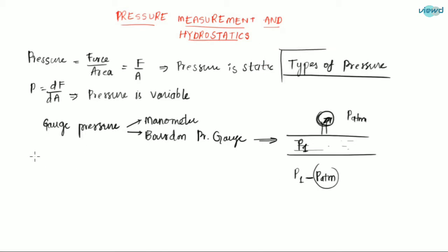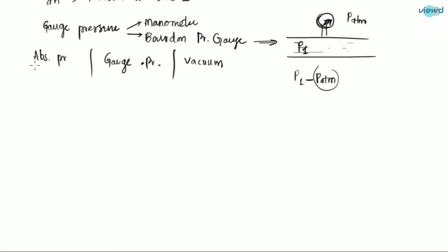So there can be different types of pressure, which are absolute pressure, gauge pressure, and vacuum. These pressures are very important to know, because in fluid mechanics we use these three different types of pressure. The questions may be asked in terms of absolute pressure or gauge pressure or vacuum pressure. So the pressures in manometer and Bourdon pressure gauge are gauge pressure only. These do not give the values of absolute pressure. We need to convert into absolute pressure after taking the values from manometer and Bourdon pressure gauge.